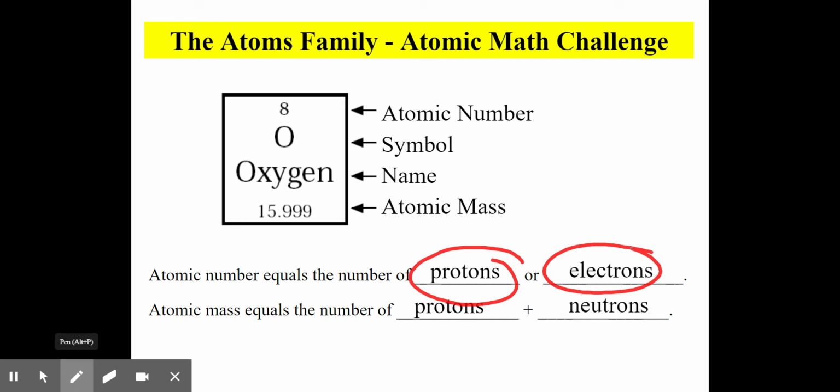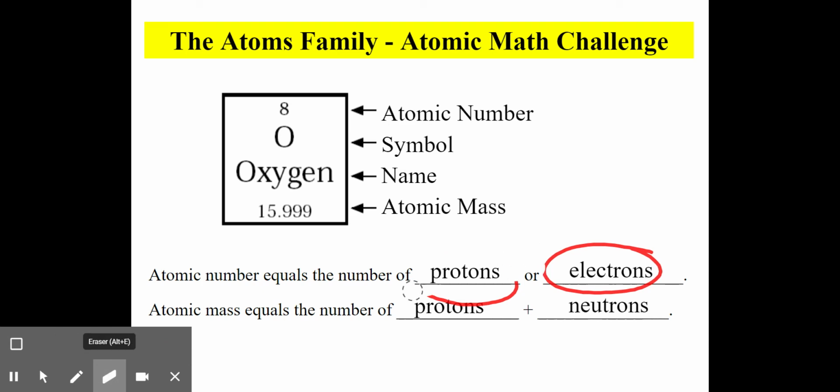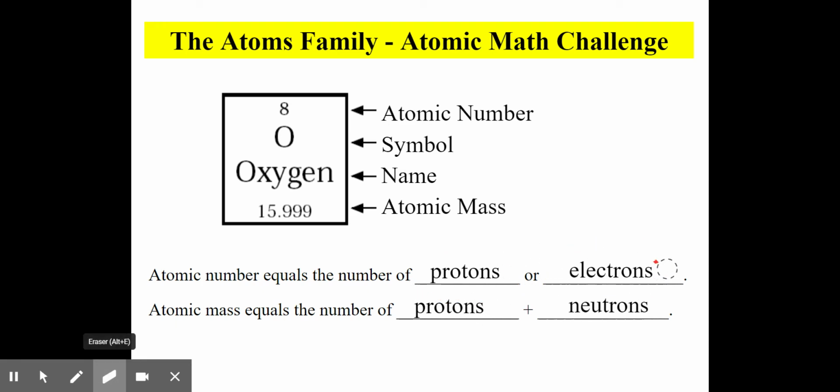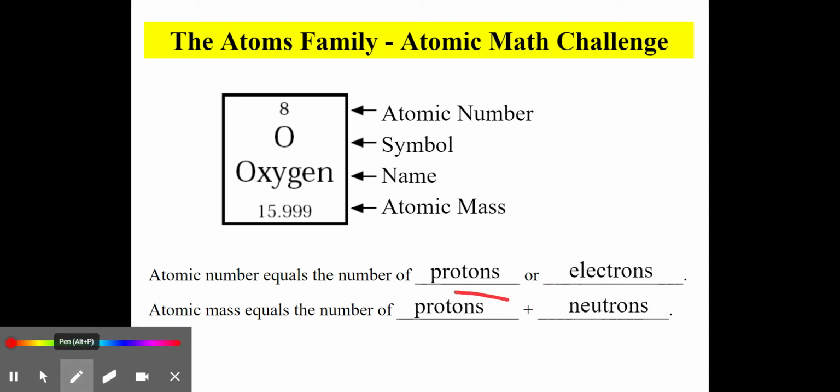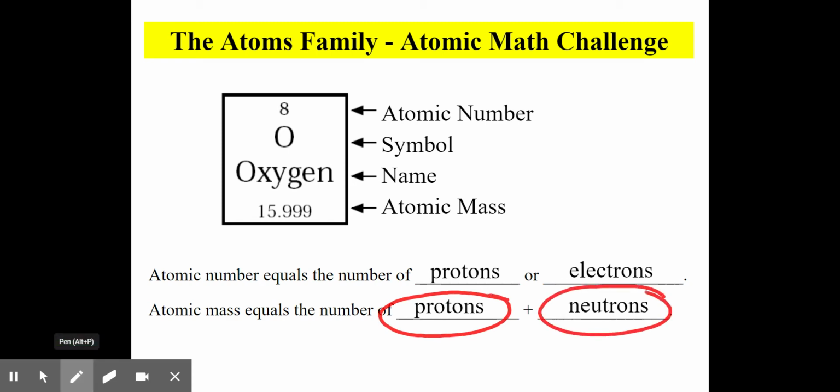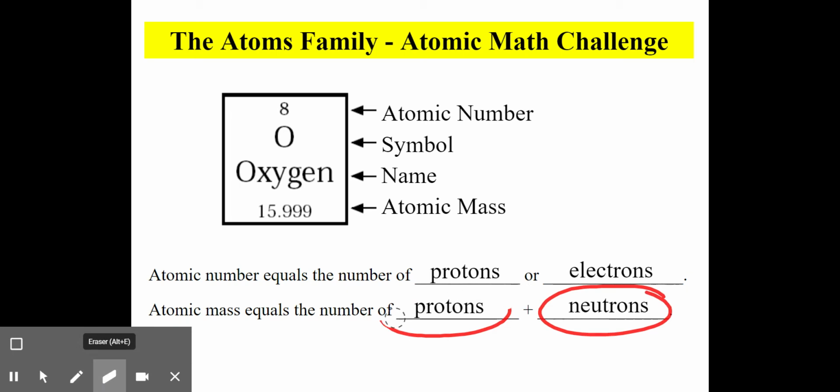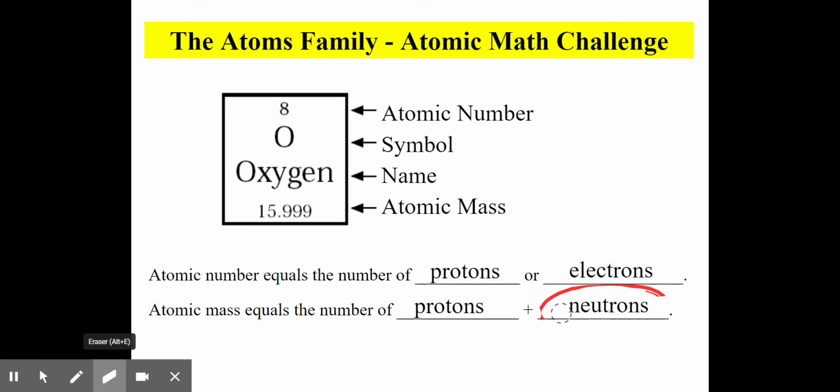Some periodic tables will actually round this number up, so you may see this represented as whole numbers. For instance, oxygen would be 16. So that number is the number of protons plus neutrons. And you'll see that down here at the bottom. The atomic mass is protons plus the neutrons. Okay, so let's take a look at how to do this atomic math challenge with that information now.